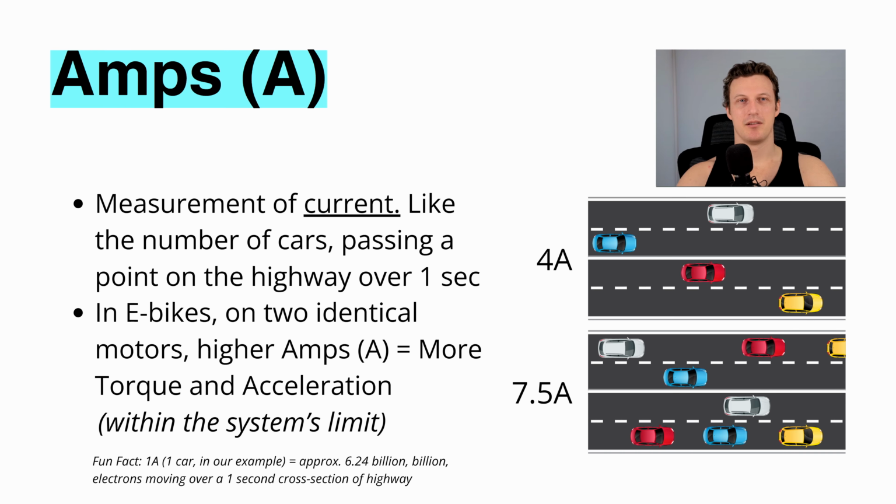Amps. Measurement of current, like the number of cars passing over a point on the highway over 1 second. In e-bikes, on 2 identical motors, higher amps means more torque and acceleration within the system's limits. Our example here, we have 4 amps or 4 cars on a 1 second section of highway, and here we have 7.5 cars, so 7.5 amps.